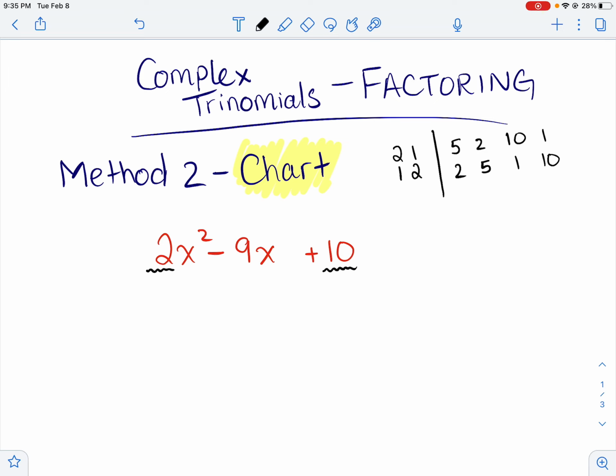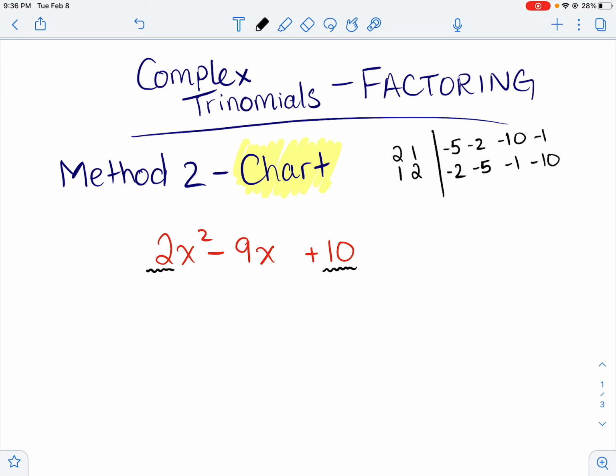And then here's another thing. I'm going to look at the signs. And I know it has to multiply to positive 10. But I also know that it's going to end up adding to negative 9. So I know right off the bat that the numbers that multiply to positive 10 are going to both have to be negative in order for me to make this middle number a minus 9. Okay, so I'm going to change this, and I'm going to make all these numbers negatives.